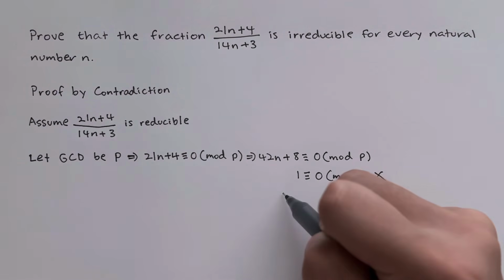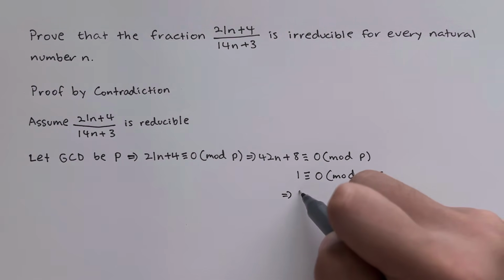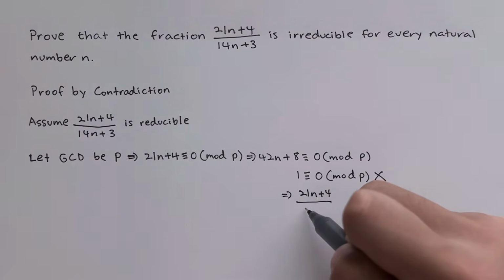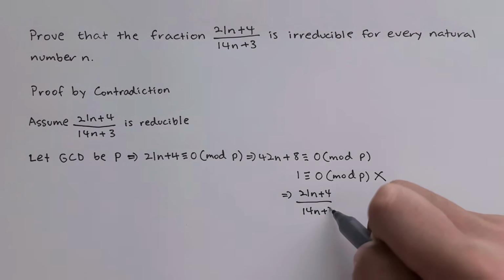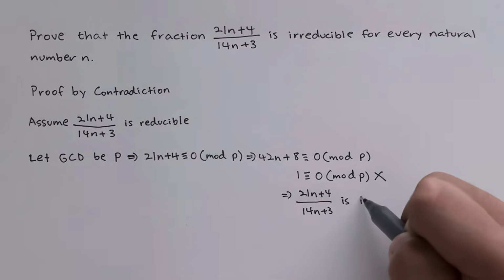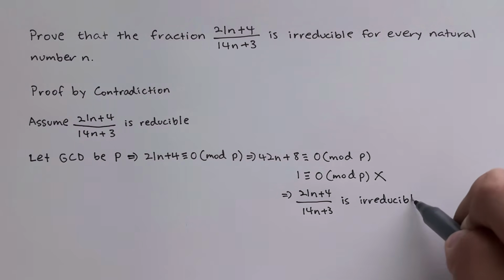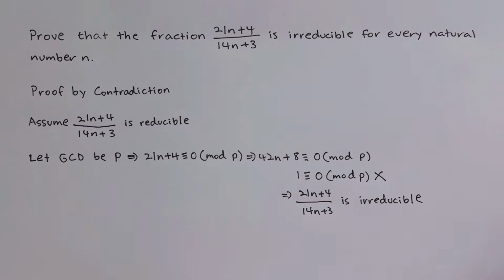So hence we get that (21n + 4)/(14n + 3) is irreducible. So that is how you prove this problem by proof by contradiction.